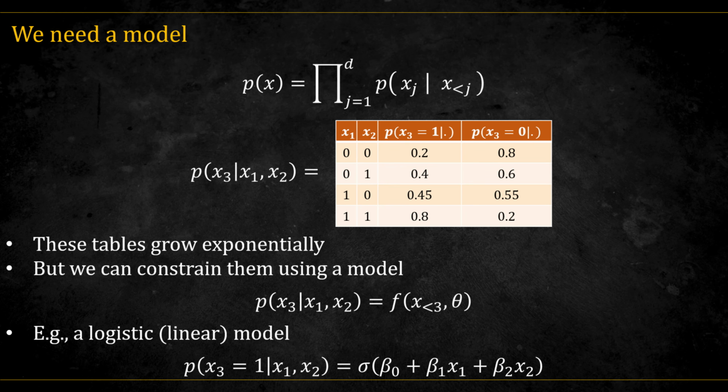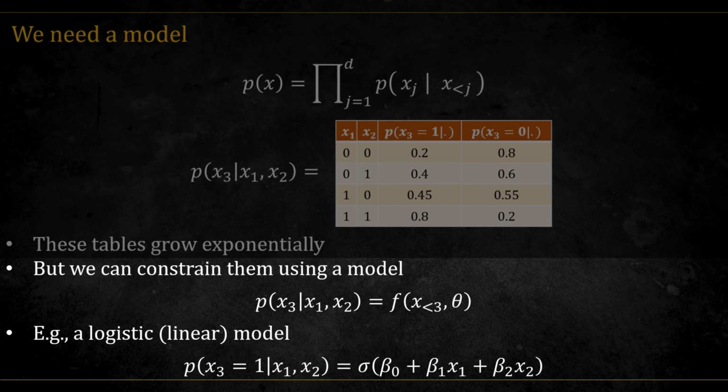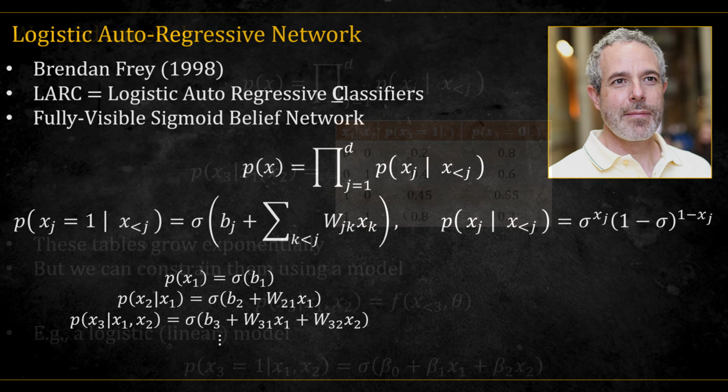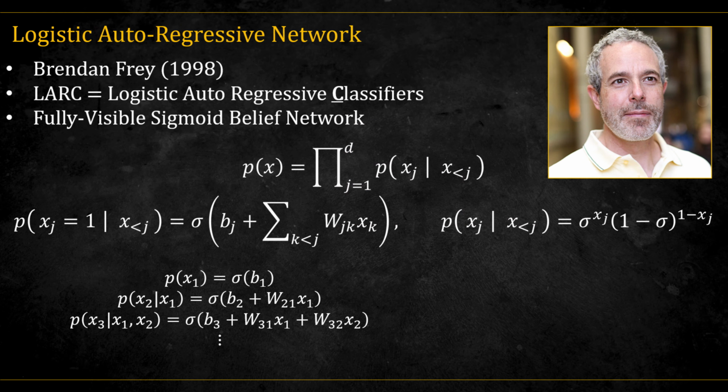Even with factorization, if we allow for all possible distributions, we have to represent them using tables like this. And these tables also grow exponentially in size. And so the problem remains intractable. What we can do instead is to constrain them using a model. And one of the most obvious models to use is a logistic model that applies a sigmoid over a linear function of the previous units. And so our journey begins with this logistic autoregressive model, or network.